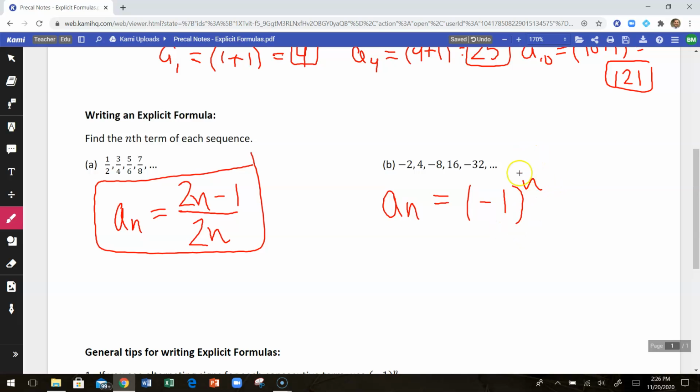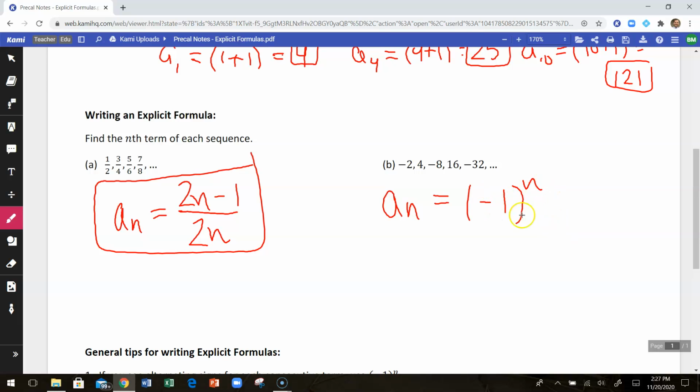Now, be careful here. I know that if I plug in 1, then I'm going to have -1 to the first, which is going to give me a negative. But let's say you started with a positive. The way that you would adjust this formula is you would just make this either n plus 1 or n minus 1 instead of just n, and then that would start you with a positive and then a negative, and so forth.